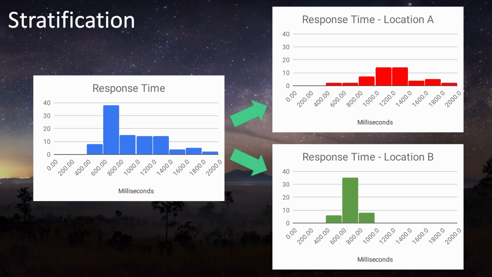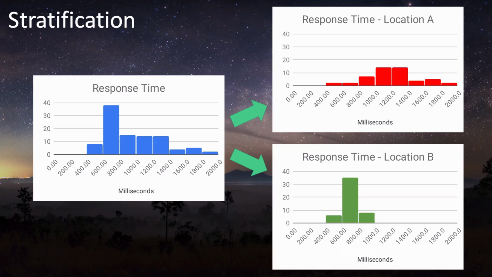So, separate these data into these two groups and create a histogram for each location. In this case, you can see that your skewed distribution is actually a combination of two normal distributions. Load times are longer and more spread out at location A, while they're shorter and tighter at location B. Now you can ask yourself, what's different between location B and location A that makes location B so much faster? And can we use that information to make location A faster?